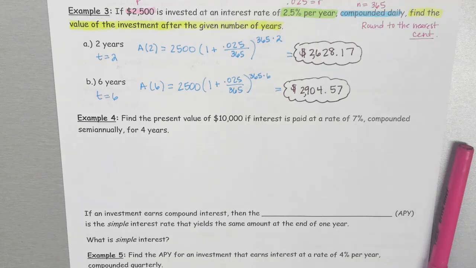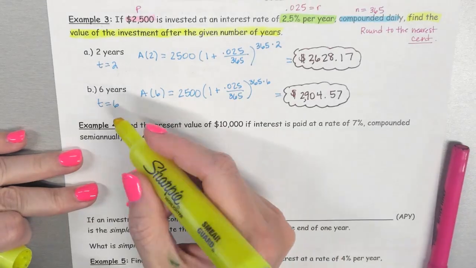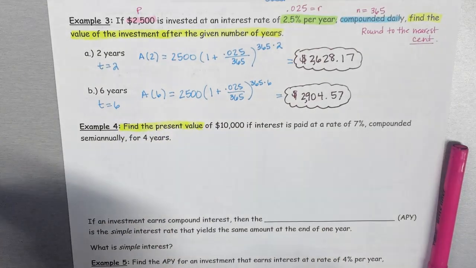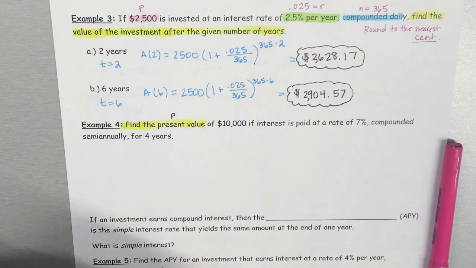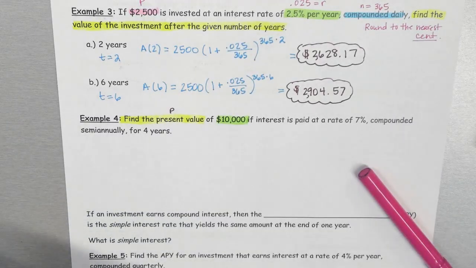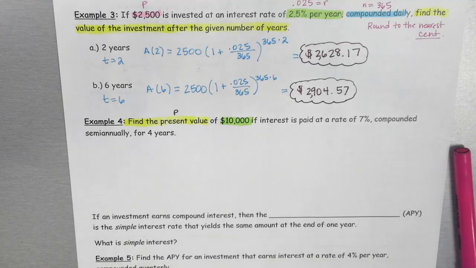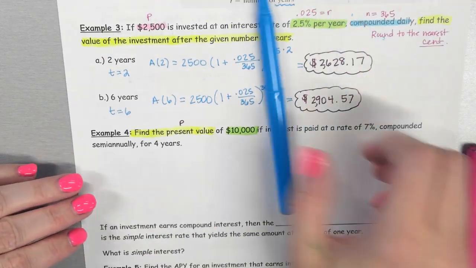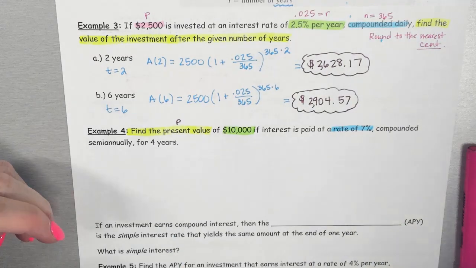All right, so for this, they give you the present value. So it says find the present value. So what you have to find is P. So you are going to be solving for P here. It says find the present value of 10,000 if interest is paid at a rate of 7%, compounded semi-annually for 4 years.